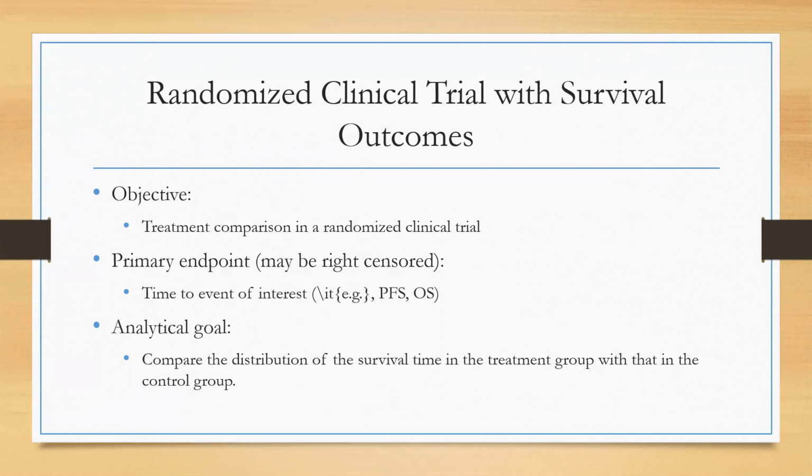And the analytical goal is to compare the distribution of the survival time in the treatment arm with that in the control arm. Again, there are normally two types of comparisons. In the superiority trial, we want to show that the survival distribution in the treatment arm is stochastically longer or bigger than the survival distribution in the control arm. In the equivalence trial or non-inferiority trial, we want to show those two distributions are very close to each other.